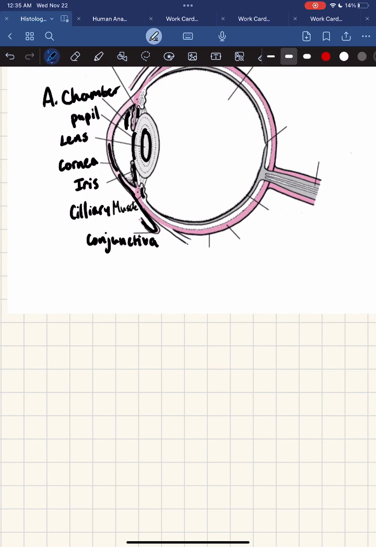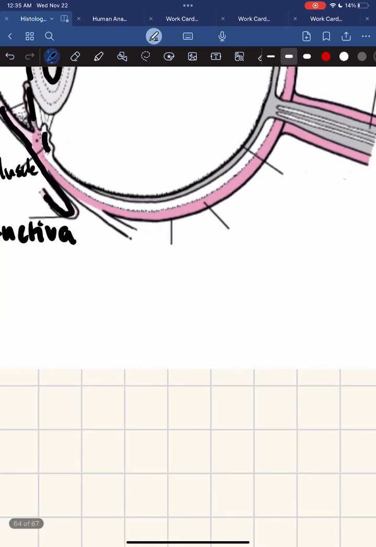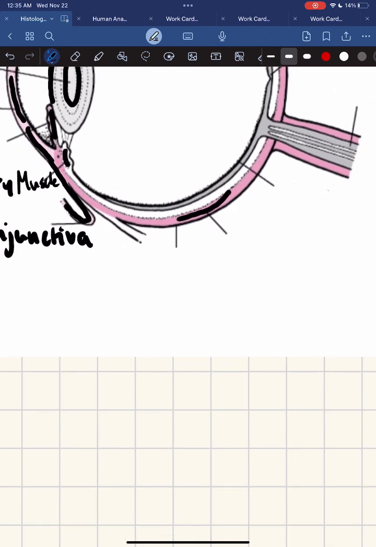Okay, and then now we can get into the sclera, which is going to be the back border portion, and the sclera is where the ciliary muscle attaches. As you can see if you follow it down, the outermost border of the sclera is going to be the episclera.